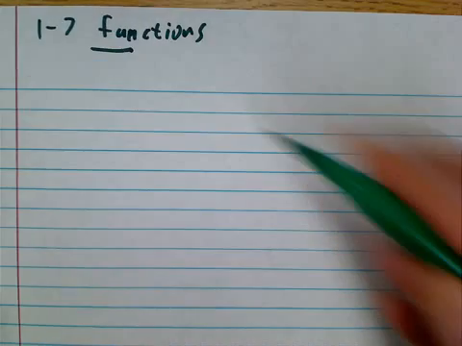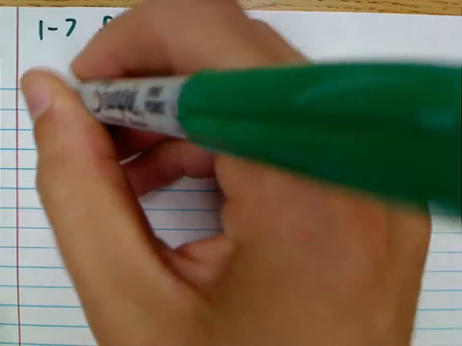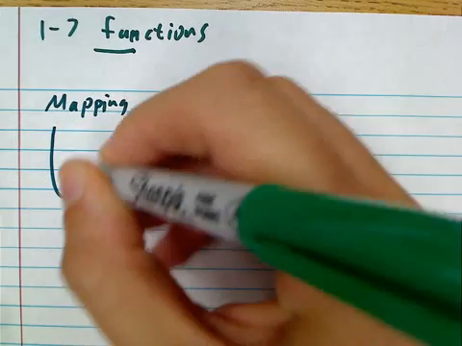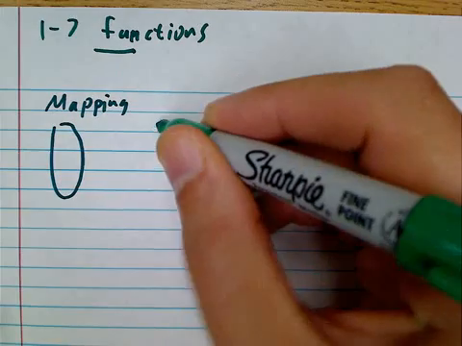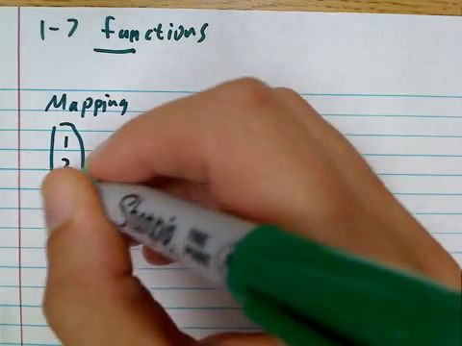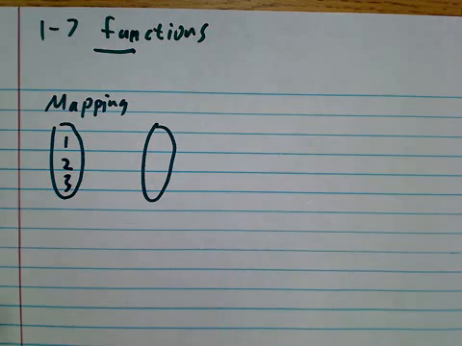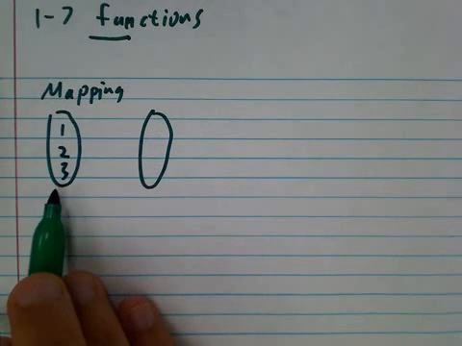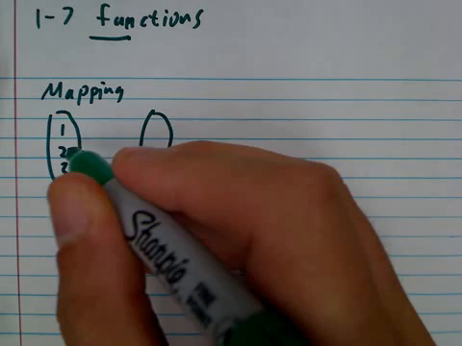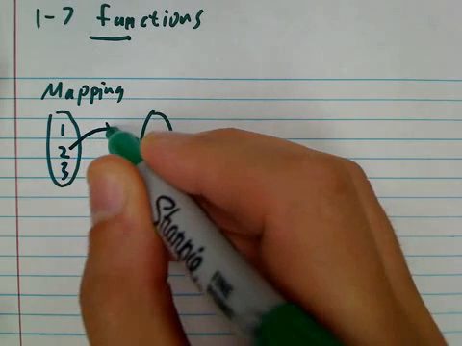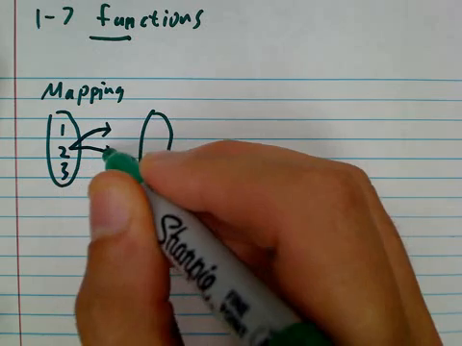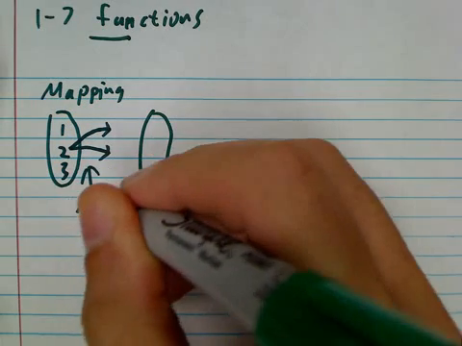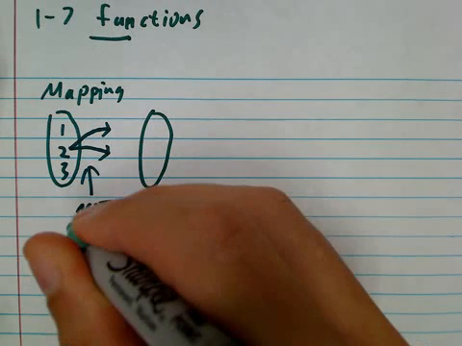So let's look at a mapping. Now, it doesn't matter what's over here. It only matters what's on the left, what's in the domain, what are the x values. And if you see more than one coming out of the same number, that is not a function.